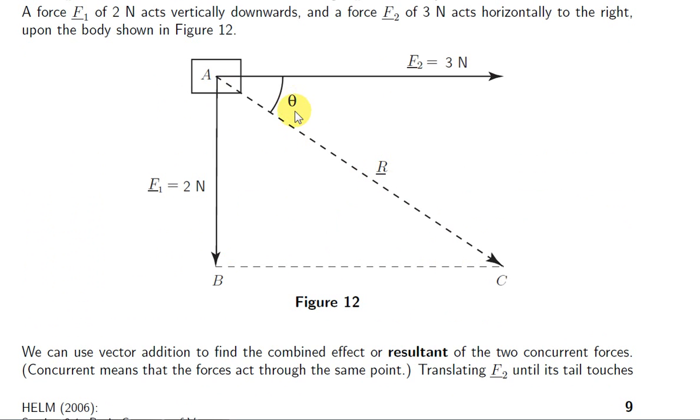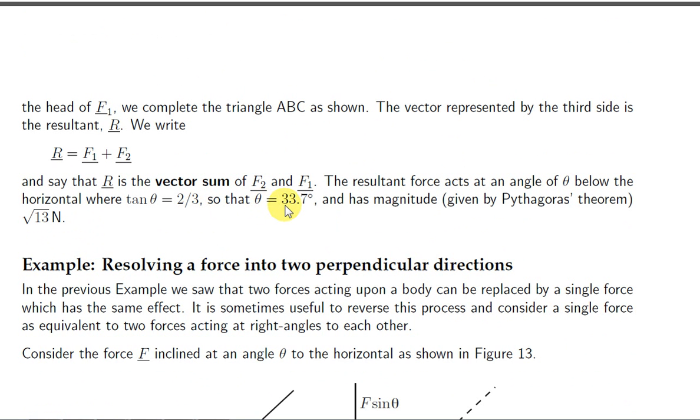We could also get the direction relative to the horizontal, by calculating angle theta. Now the tan of theta is opposite over adjacent. That's 2 over 3. And from that we can calculate theta.